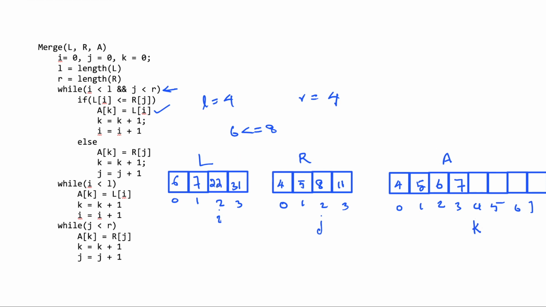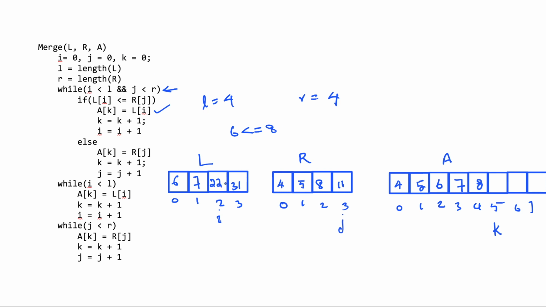Next we will have to compare between 22 and 8. 8 is less than 22, so I need to copy this value into A of k. So I'm copying 8 to this position. Now I need to increment the value of j as well as k. j is incremented and k is incremented.